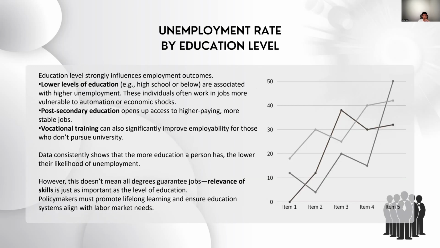The next is unemployment rate by education level. Education level strongly influences unemployment outcomes. Lower levels of education, like high school or below, are associated with higher unemployment. These individuals often work in jobs more vulnerable to automation or economic shocks.